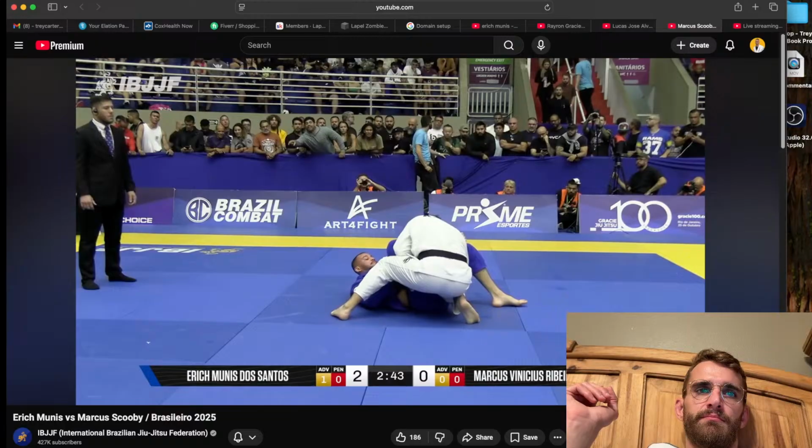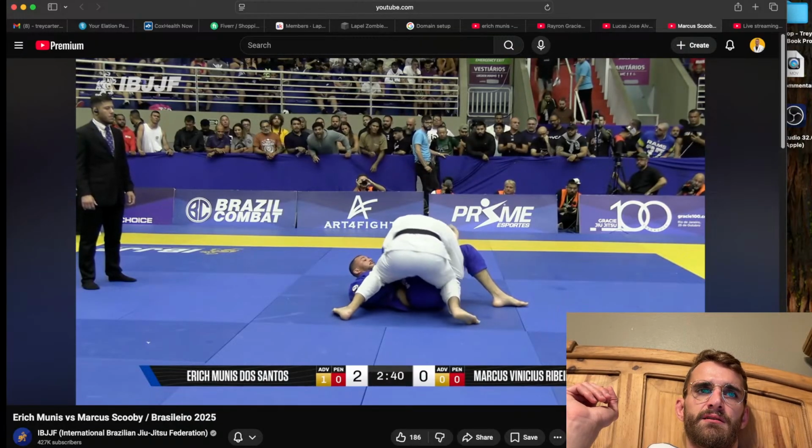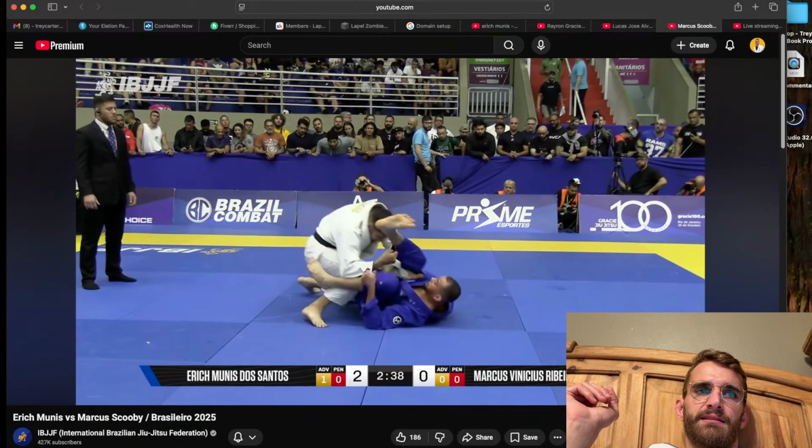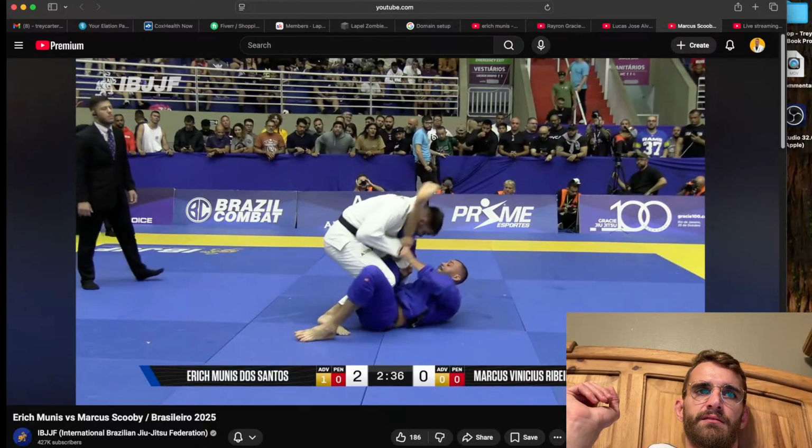This is the best position Scooby's had, and it's almost gone.